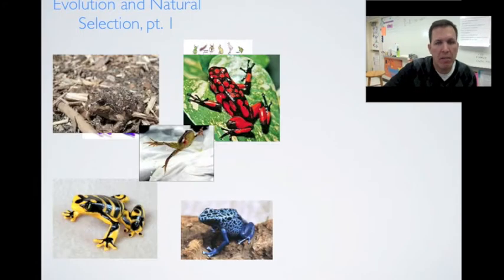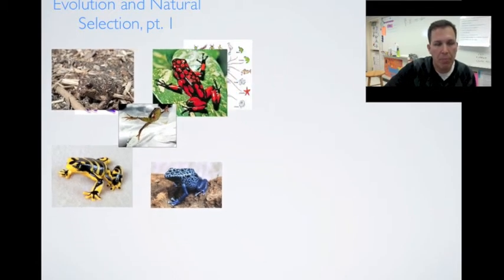Think about something like a frog. Look at these different types of frogs. They come in such different colors and shapes and sizes, and they live in such different environments. So how did these ancient amphibians change and develop into all these different types of amphibians that we see today? Okay, that's something we can talk about in this unit.